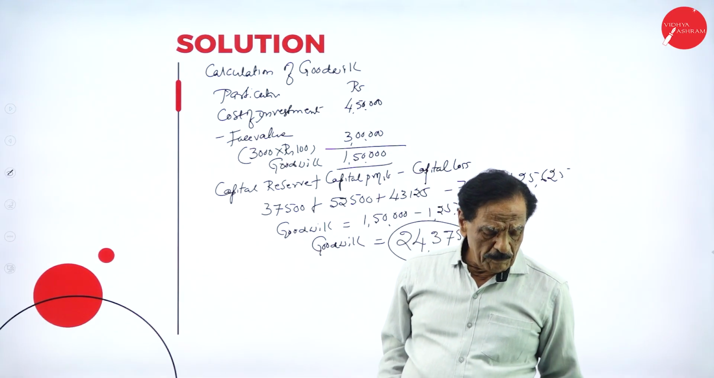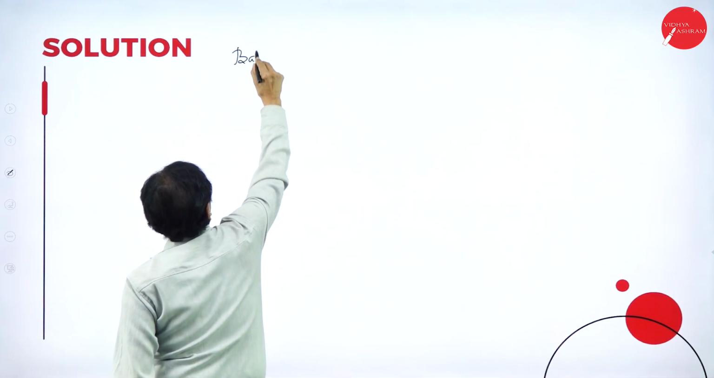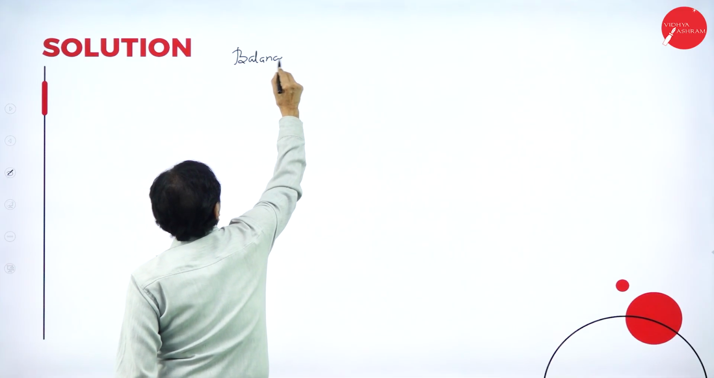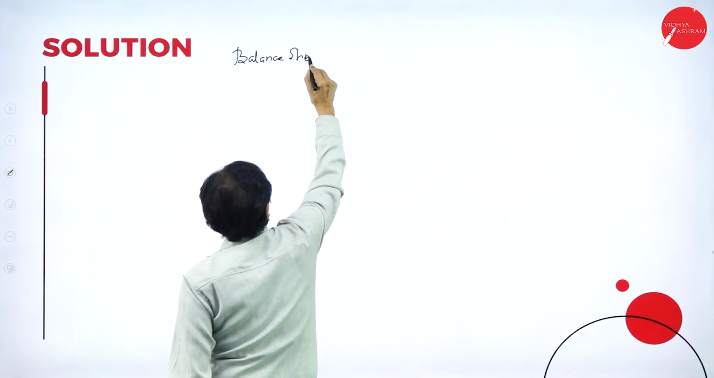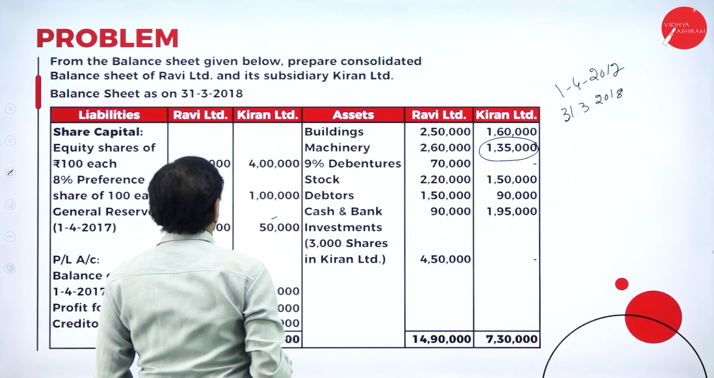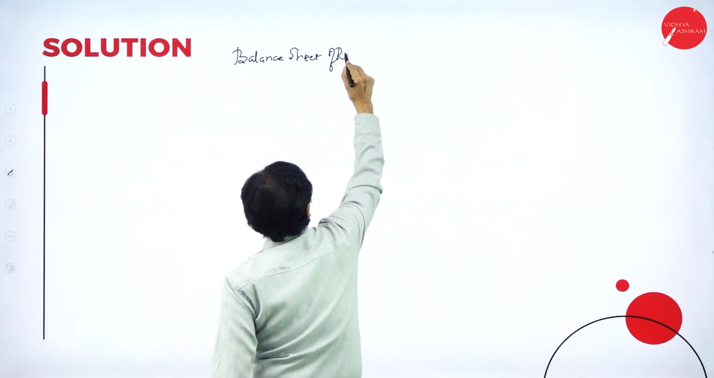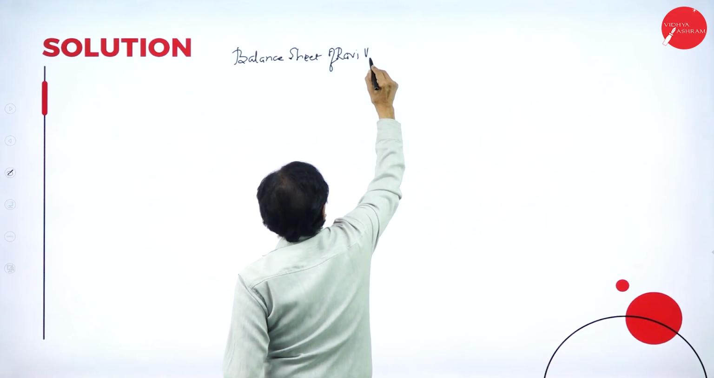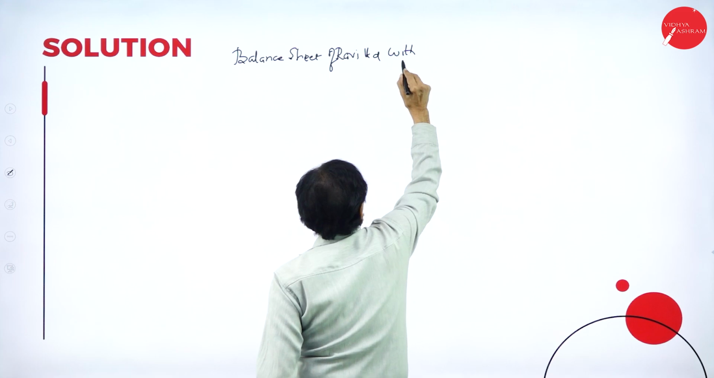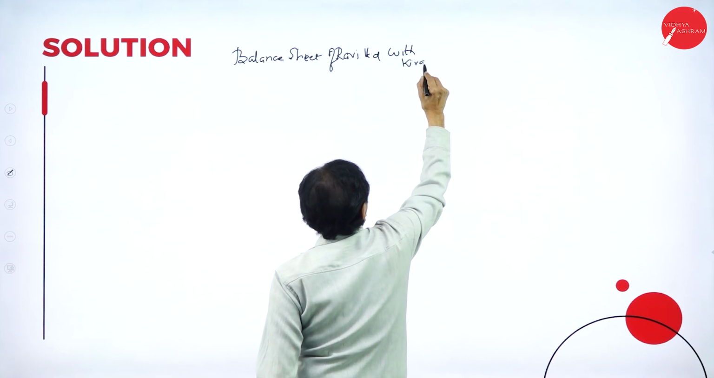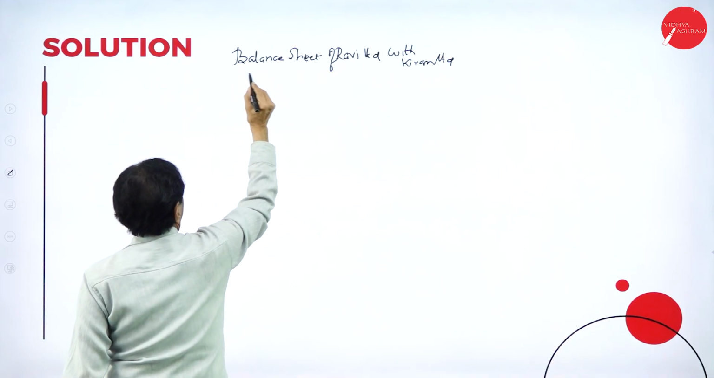Now we have to prepare the balance sheet. Balance sheet of Ravi Limited with Kiran Limited. Capital and liabilities.